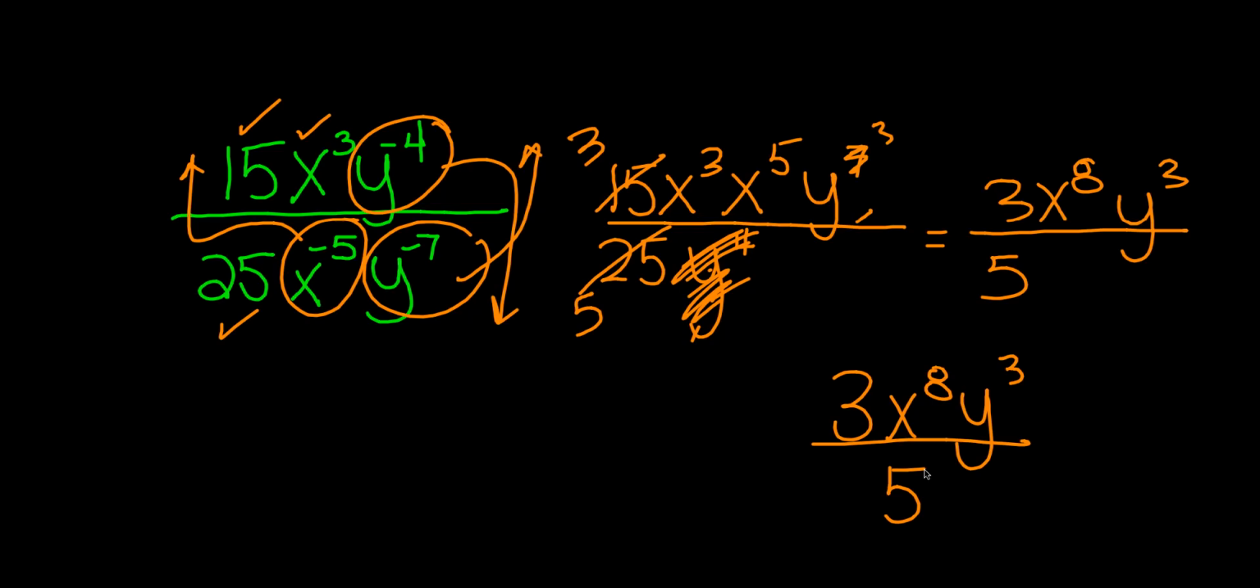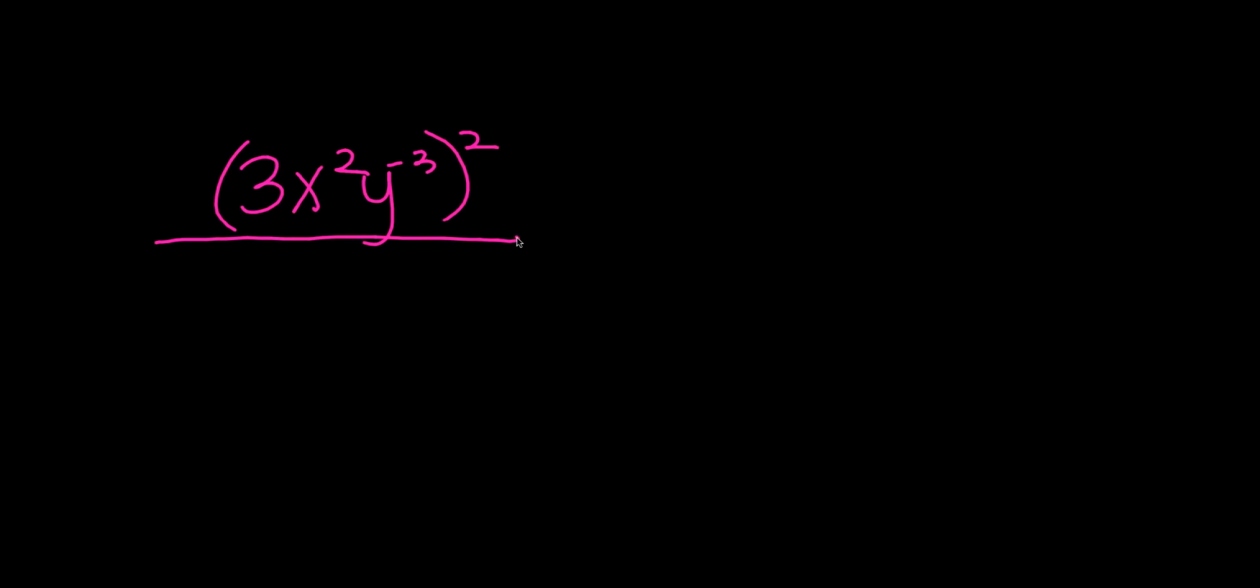All right, very last question. I know this video is getting a little long here. So it's my last question for you before we move forward. And again, I want you to try this on your own. We've got 3x squared y to the negative third, squared, over 18x to the 5th power. Go for it.